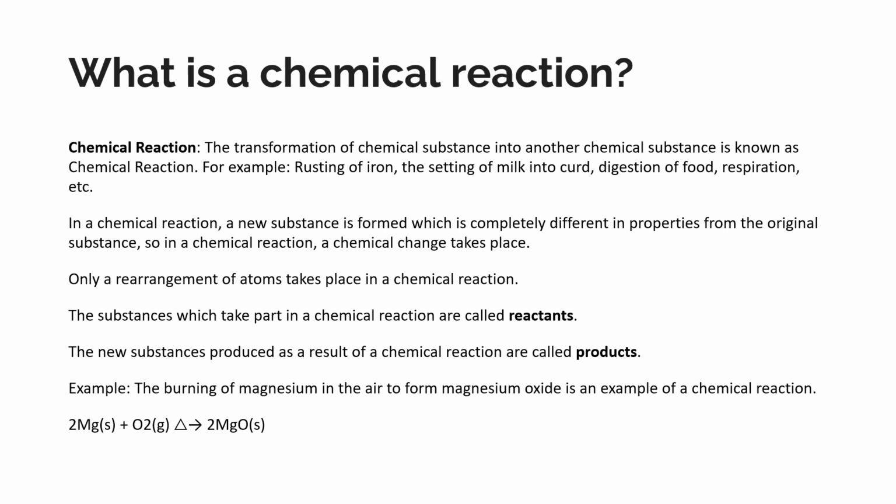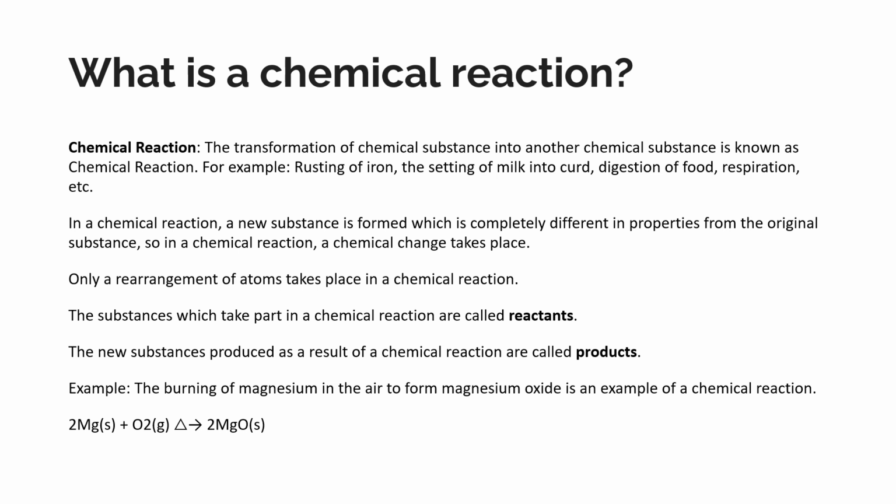What is a chemical reaction? The transformation of a chemical substance into another chemical substance is known as a chemical reaction. For example, rusting of iron, the setting of milk into curd, digestion of food, respiration, etc. In a chemical reaction, a new substance is formed which is completely different in properties from the original substance.